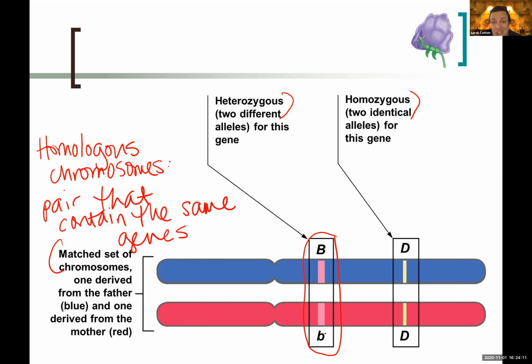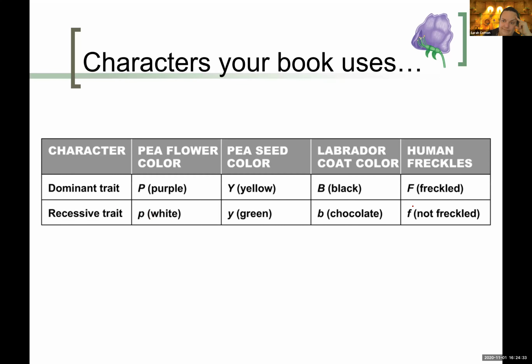So the individual whose chromosomes these are is heterozygous for this particular gene. They inherited a big B from one parent, a little b from the other parent. They happen to be homozygous for the D gene. They got dominant from both parents. All right, so that's homologous chromosomes.